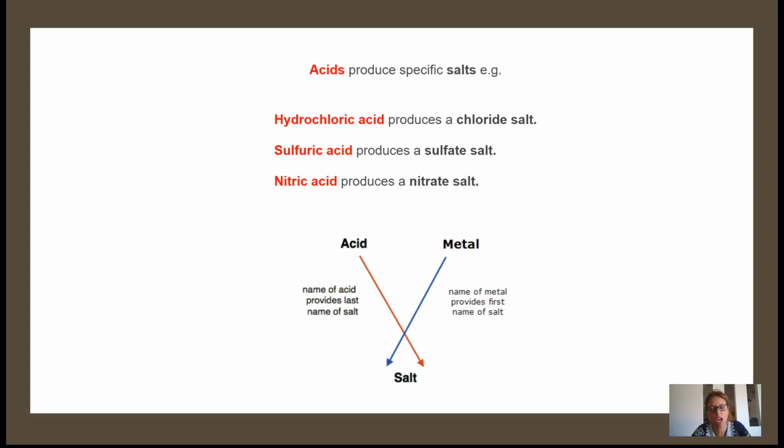Just to refresh, how do we determine what the salt is that's formed? Acids produce certain salts. If I've got hydrochloric acid, I know that I am going to produce a chloride salt. Then we get the name of the metal for our salt from our carbonate. So let's have a look at a couple of examples.